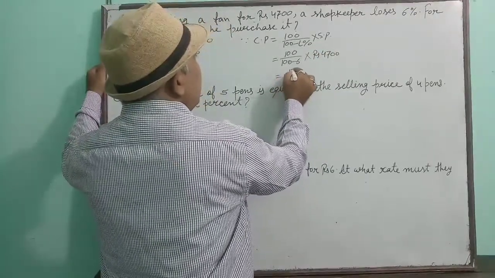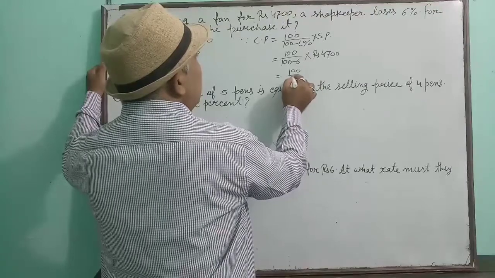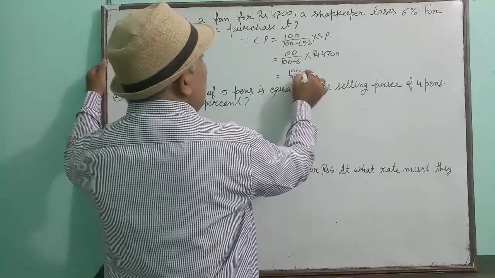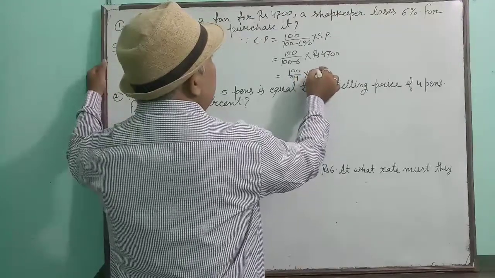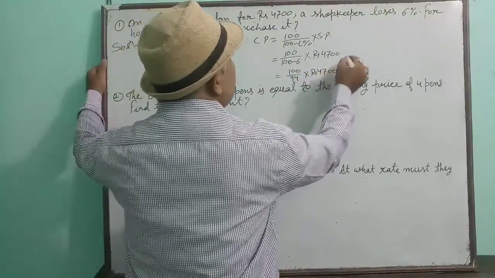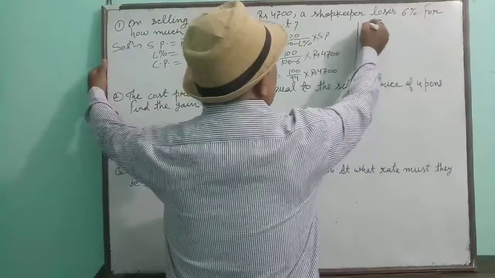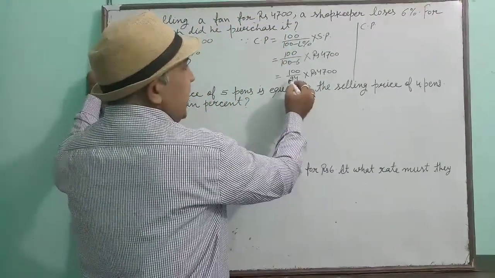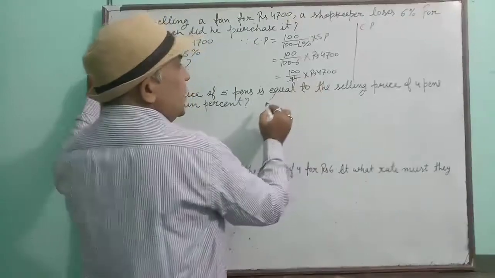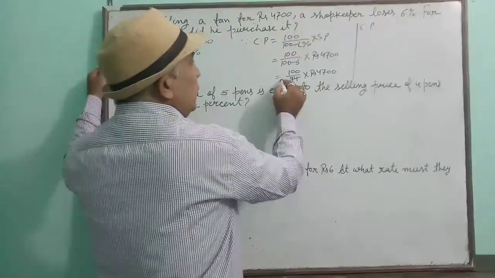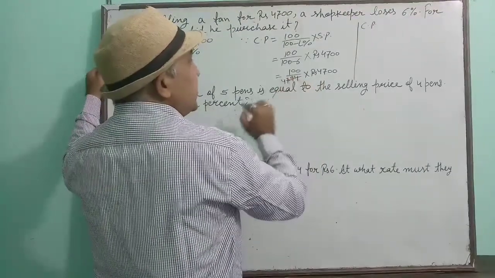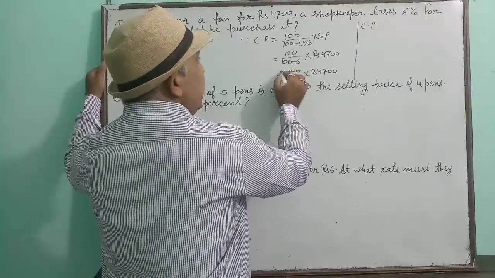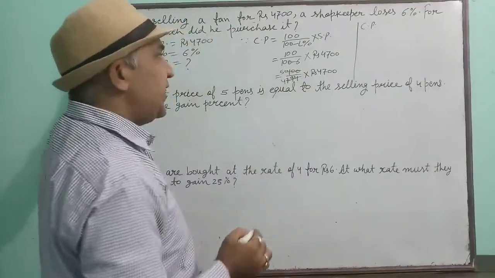which is 4700. 100 upon 100 minus 6 is 94, into rupees 4700. Now solve this and get your answer. You can see that 94 divided by 2 gives 47. 100 divided by 2 gives 50.